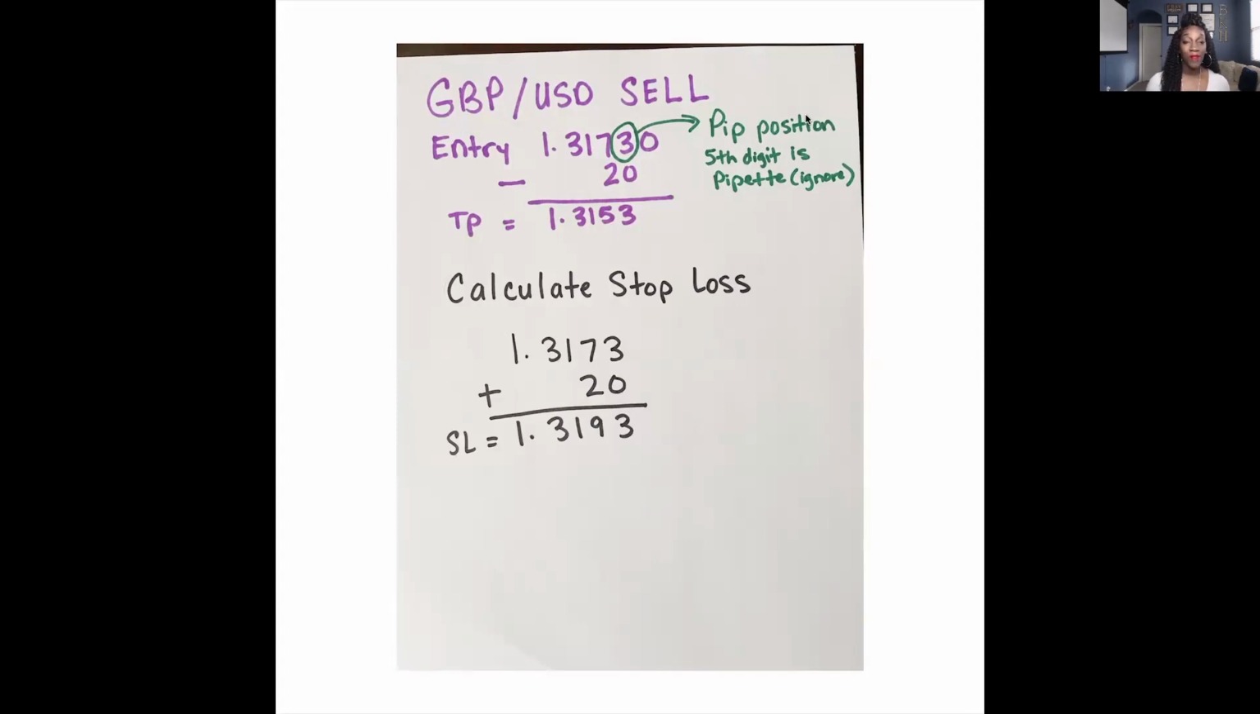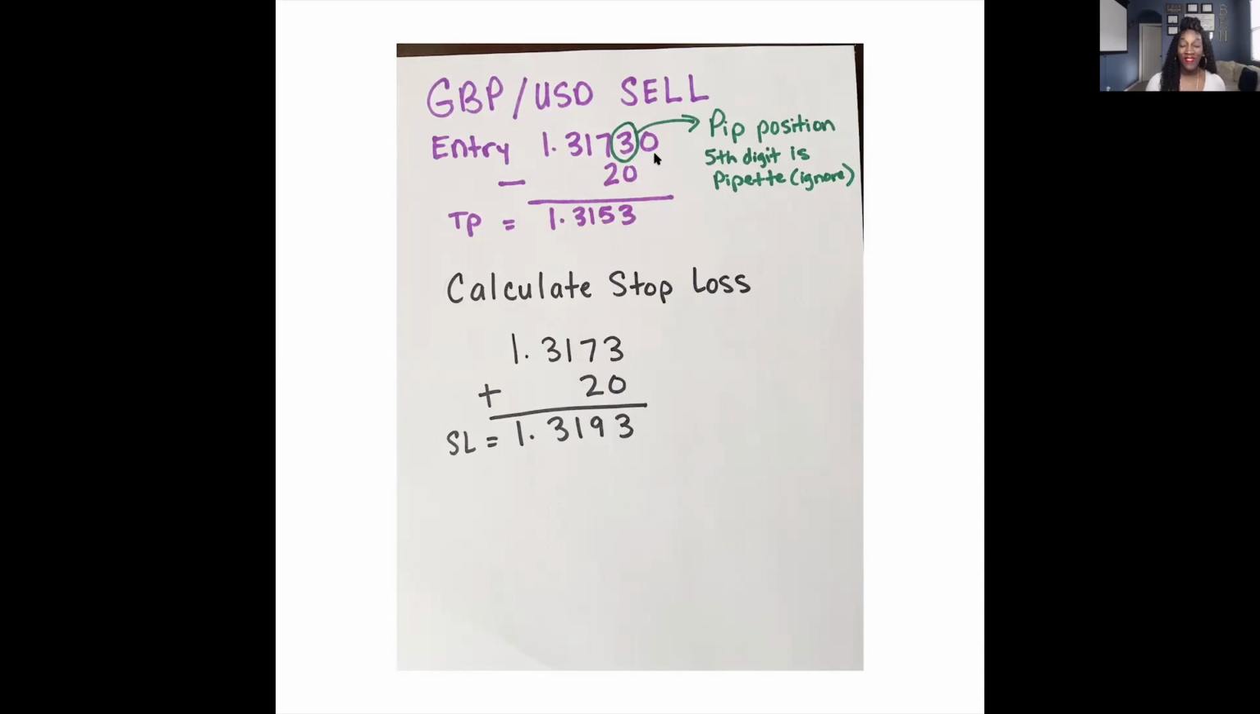So in this pair of GBP USD, let's look at how we would calculate a take profit of just getting 20 pips. So let's say if we wanted to go into the market and sell, we only want 20 pips. How do we calculate that? So one of the things that you want to keep in mind is that the 4th digit after the decimal is considered the pip position. The 5th digit after the decimal is considered the pipette.